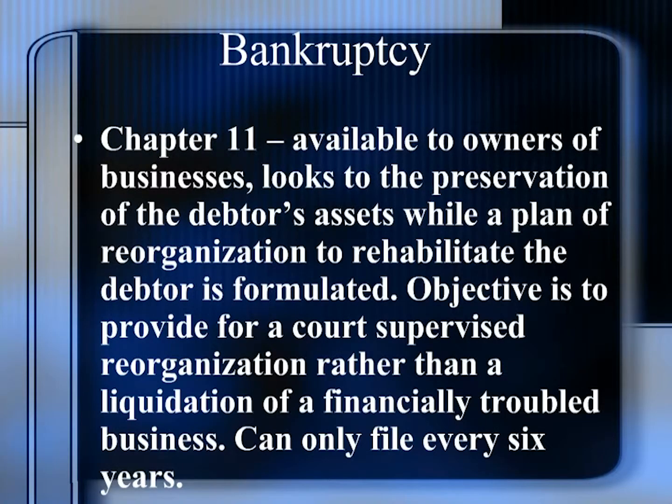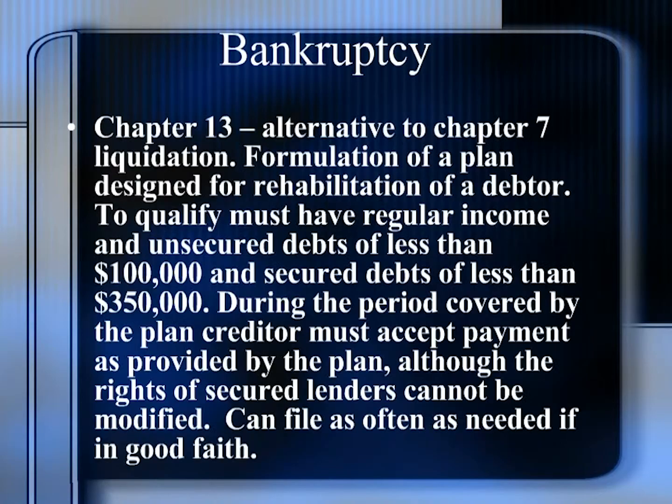The next is Chapter 11. This is available to owners of businesses, and it's really looking for the preservation of the debtor's assets while there's a plan of reorganization to rehabilitate the debtor. The objective is to provide for a court-supervised reorganization rather than a liquidation. And again, you can only do this every 6 years, so this is for businesses. They're not looking to liquidate, they're looking to reorganize so the company can get back up on its feet again.